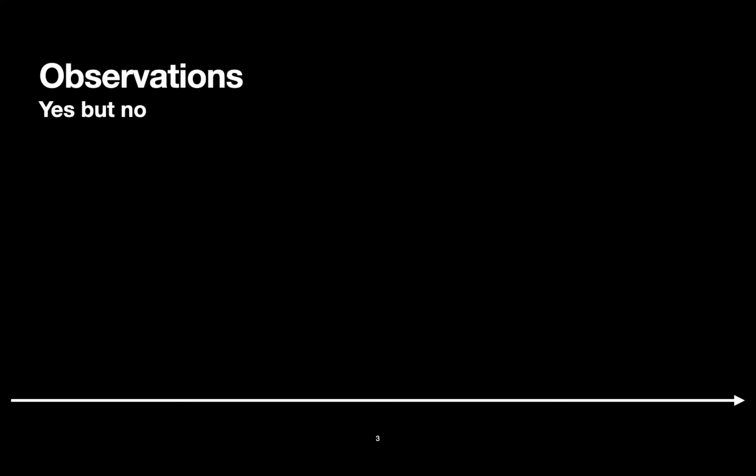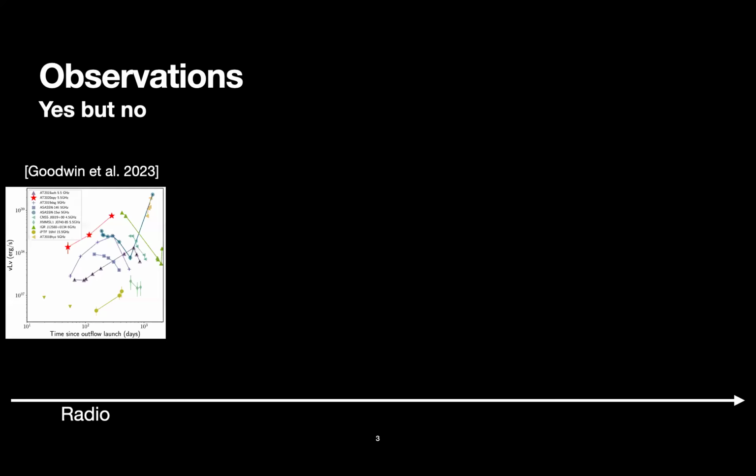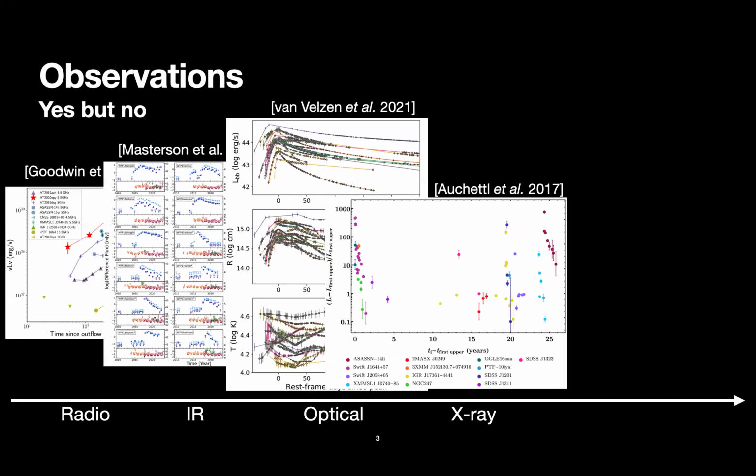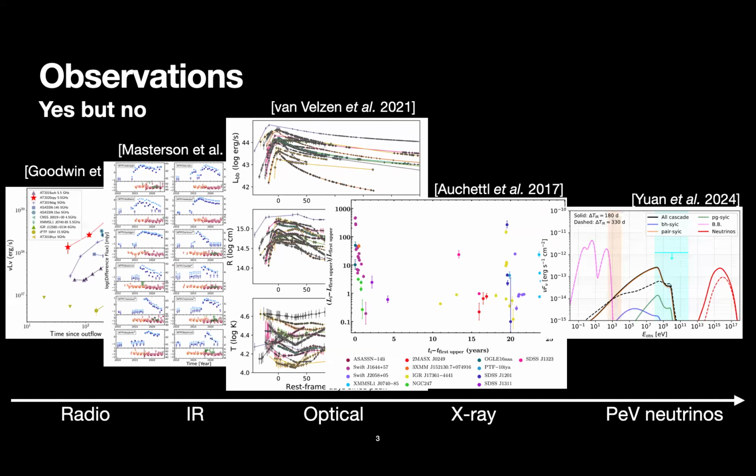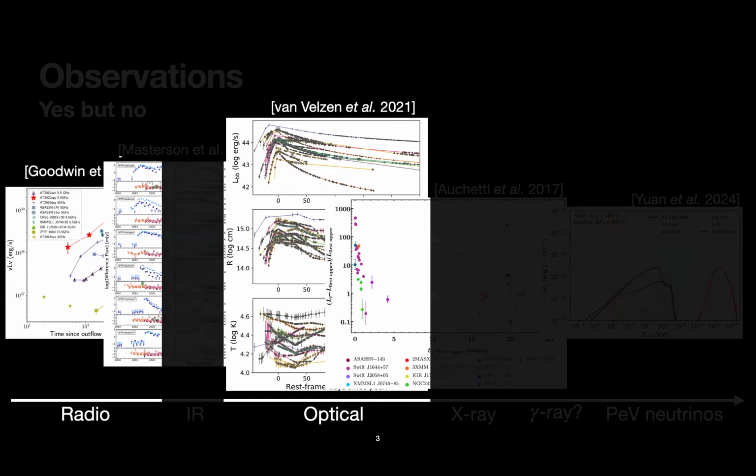On the observational side, we have a lot of observations. We've seen them in radio, in infrared, in optical, in X-rays, and also in PeV neutrinos. With PeV neutrinos, it's also predicted to have gamma rays, but they haven't been detected yet. With all those different observations in different bands, we don't have one unified theory to explain all the radiation. In this talk, I focus on radio and optical, which is the thing I've been working on.